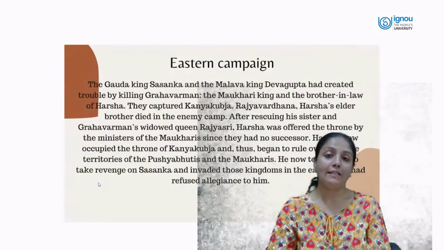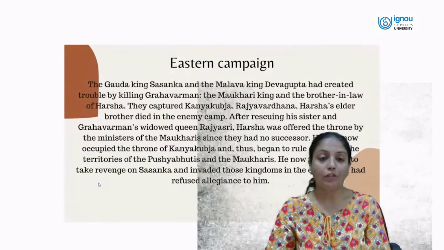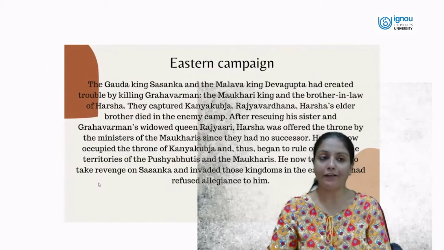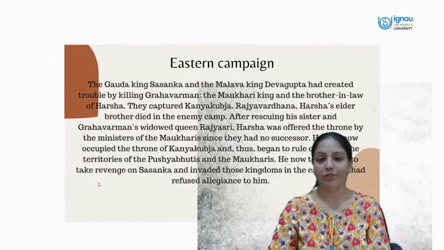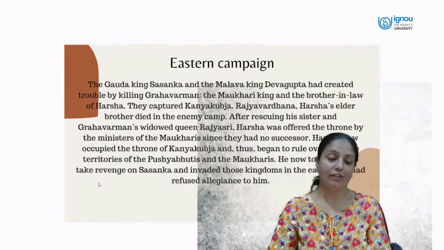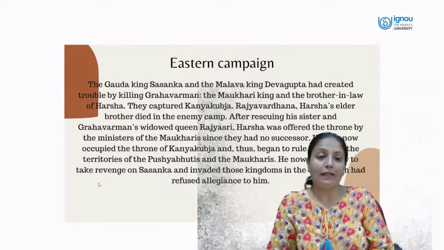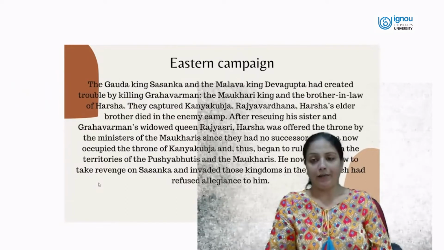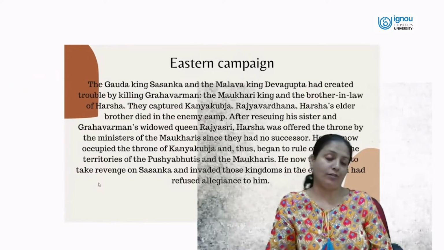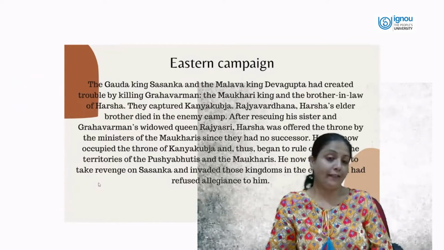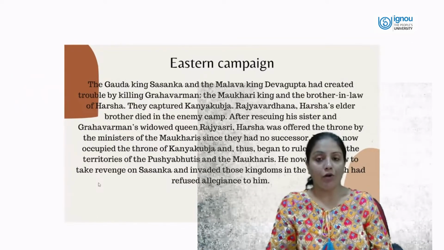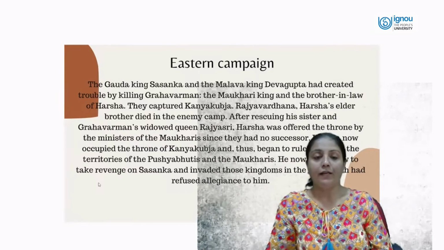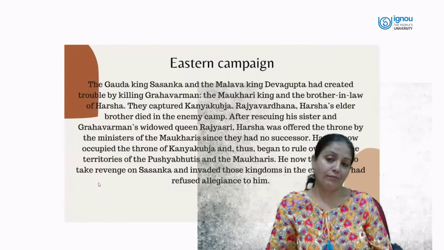Next is the Eastern Campaign. The Gauda king Sasanka and the Malwa king Devagupta had created trouble by killing Grahavarman, the Maukhari king and the brother-in-law of Harsha. They captured Kannauj. Rajyavardhana, Harsha's elder brother, died in the enemy camp.